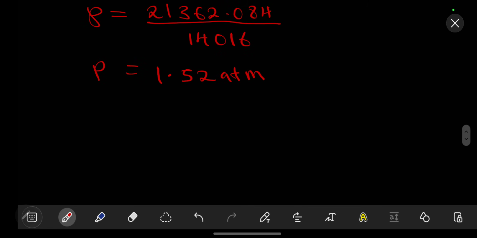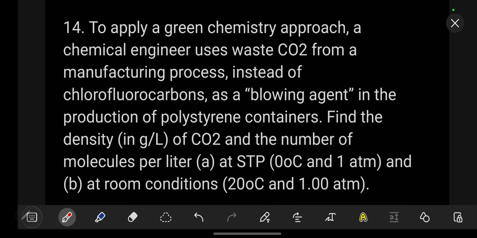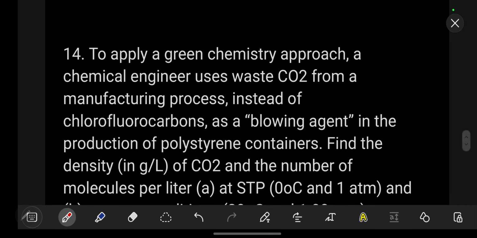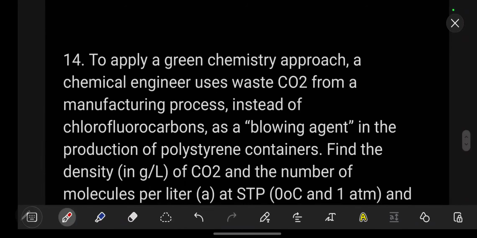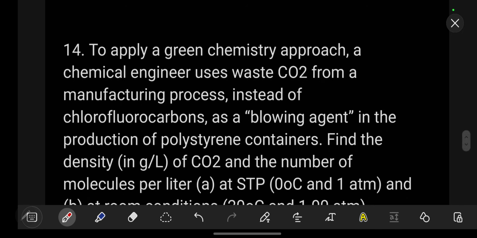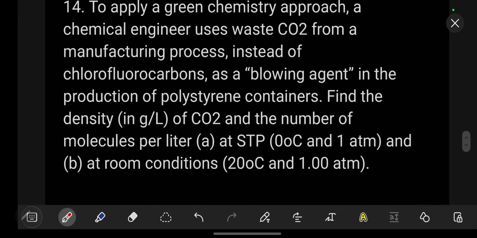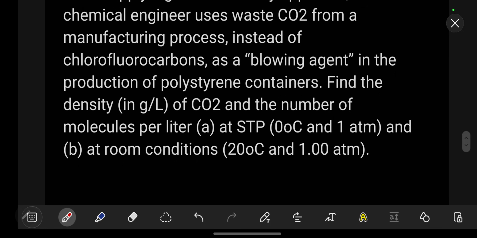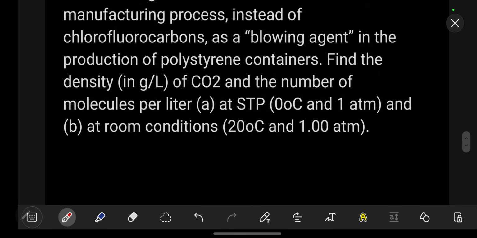Let's look at question 14. To apply a green chemistry approach, a chemical engineer uses waste carbon dioxide from a manufacturing process instead of chlorofluorocarbon as a blowing agent in the production of polystyrene containers. Find the density in grams per liter of carbon dioxide and the number of molecules per liter at standard temperature and pressure, 0 degrees Celsius and 1 atmosphere.